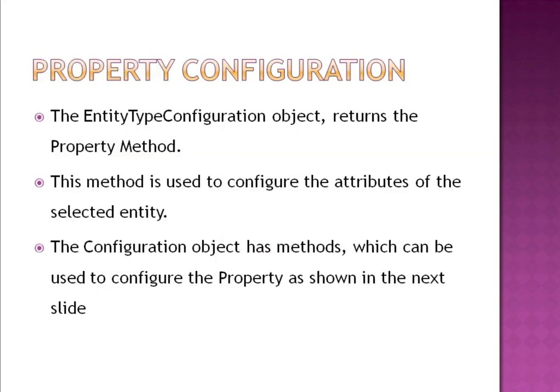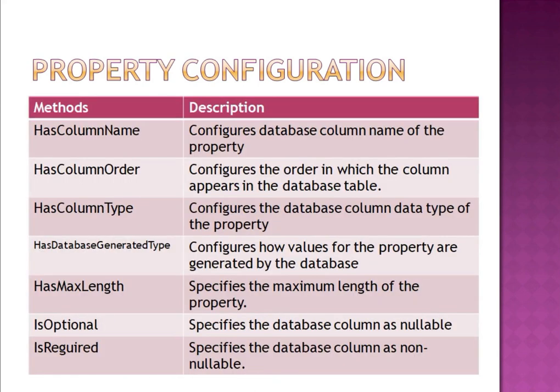property configuration. In the previous slide on entity configuration, I told you that the entity method returns the entity type configuration object. Okay, and this object has a property method, and this particular method is used to configure your property. So the configuration object has a method which can be used to configure the property, and I listed those methods in the next slide. Okay, so let us see those methods.